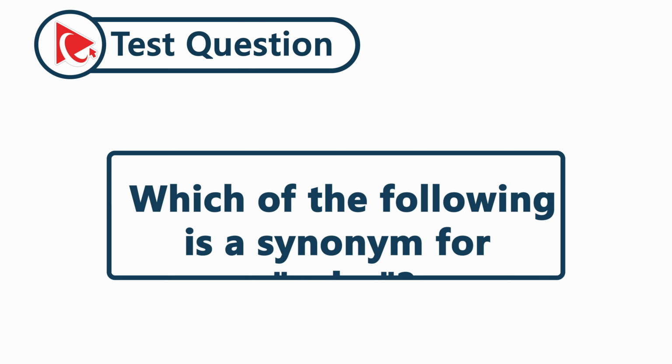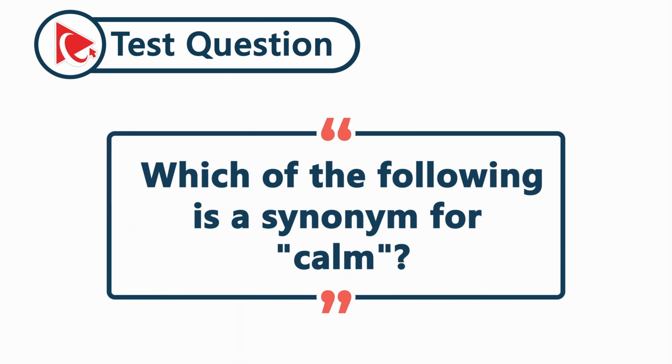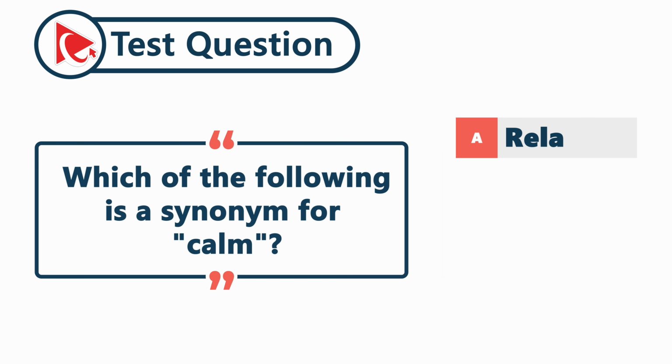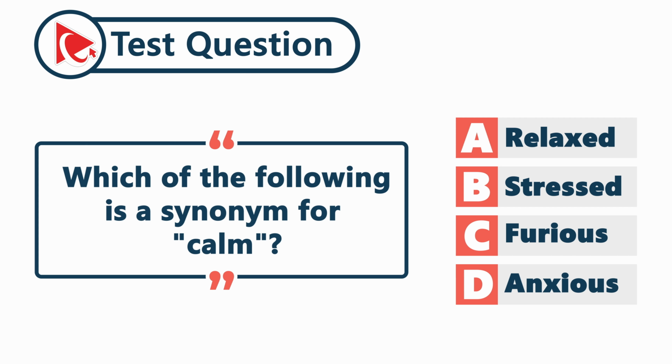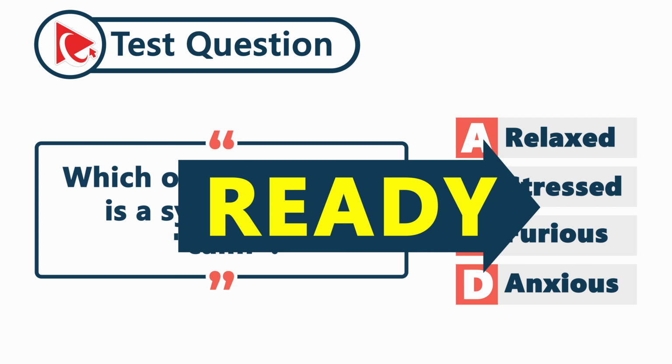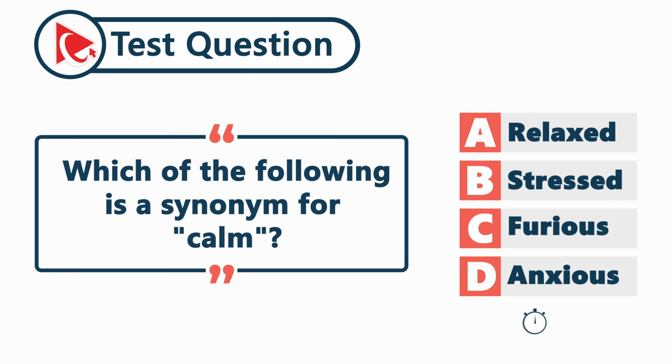You're presented with the simple question: which of the following is the synonym for calm? And your choices for the answers are choice A, relaxed, choice B, stressed, choice C, furious, and choice D, anxious. The answer may not be as simple as you think. Take a little time to carefully think through the problem, and I will guide you through the process with simple hints to help you get to the right answer. Ready, set, go.